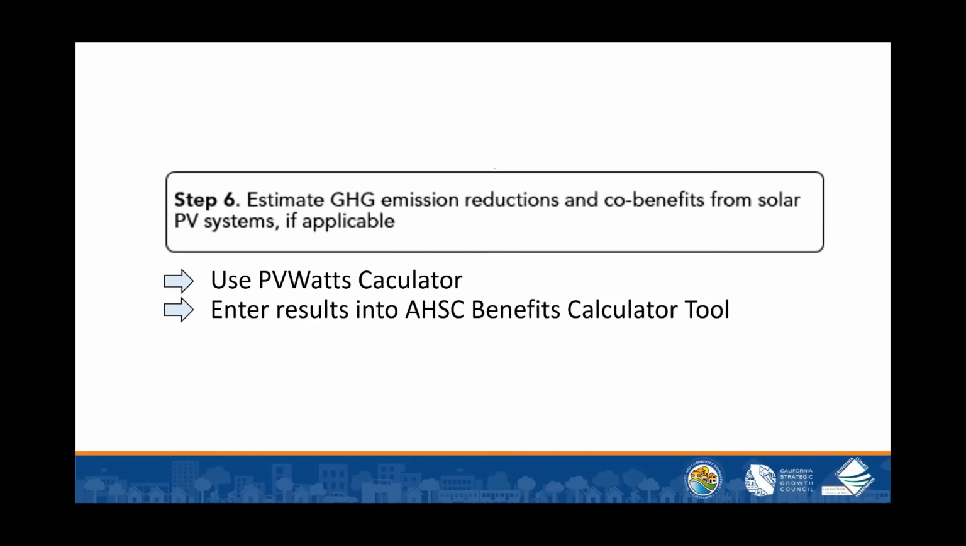For projects that include grid-connected solar PV systems, there are 2 steps for quantification. First, use the PV watts calculator to estimate solar PV electricity generation. Then use the Solar PV Inputs tab of the AHSC Benefits Calculator tool to estimate GHG emission reductions. Solar PV systems can be part of an affordable housing development or part of a different component of the AHSC project, such as a transit station. If there are multiple solar PV systems in one project, applicants should complete the PV watts calculator for each system and then enter the total kilowatt hours generated into the AHSC Benefits Calculator tool.